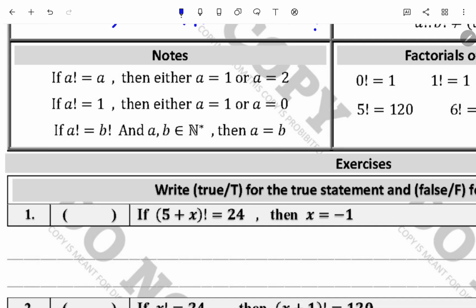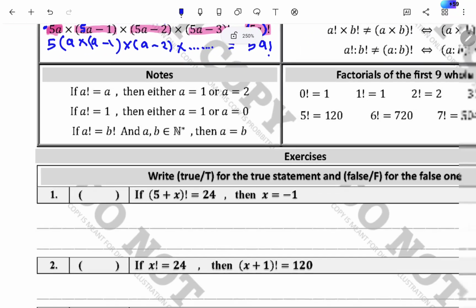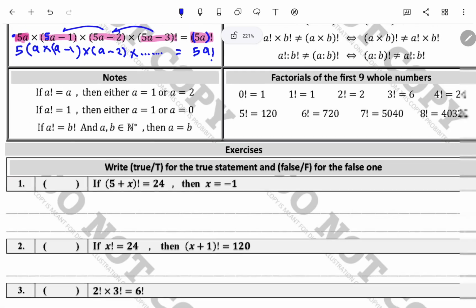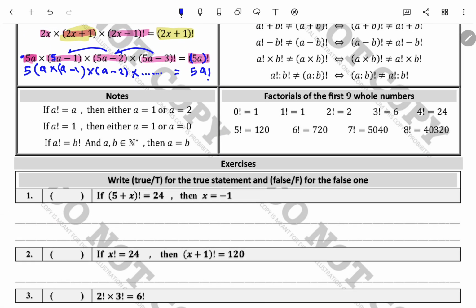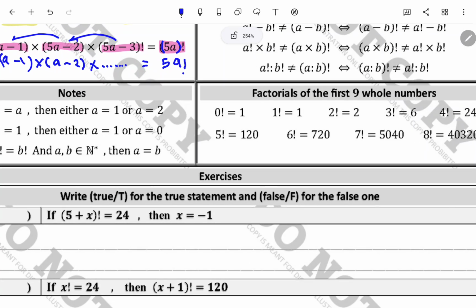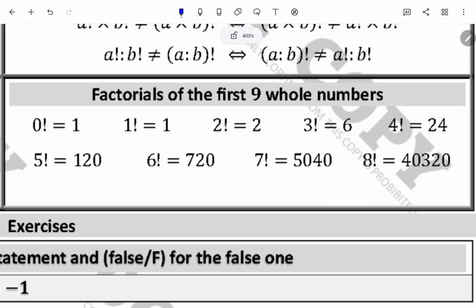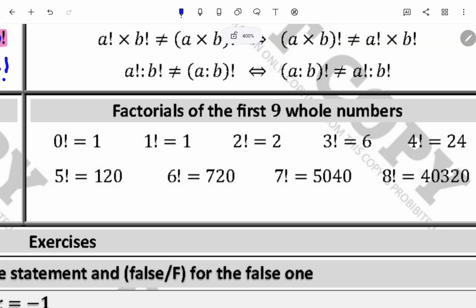Let's go now to the next, which is this note, which is telling you that these together, this box and this box, are talking about something very, very important. We can focus on the factorials of the first 9. Let's start by it here. The factorials of the first 9 whole numbers. We said 9 whole numbers, which are from 0 till 9.